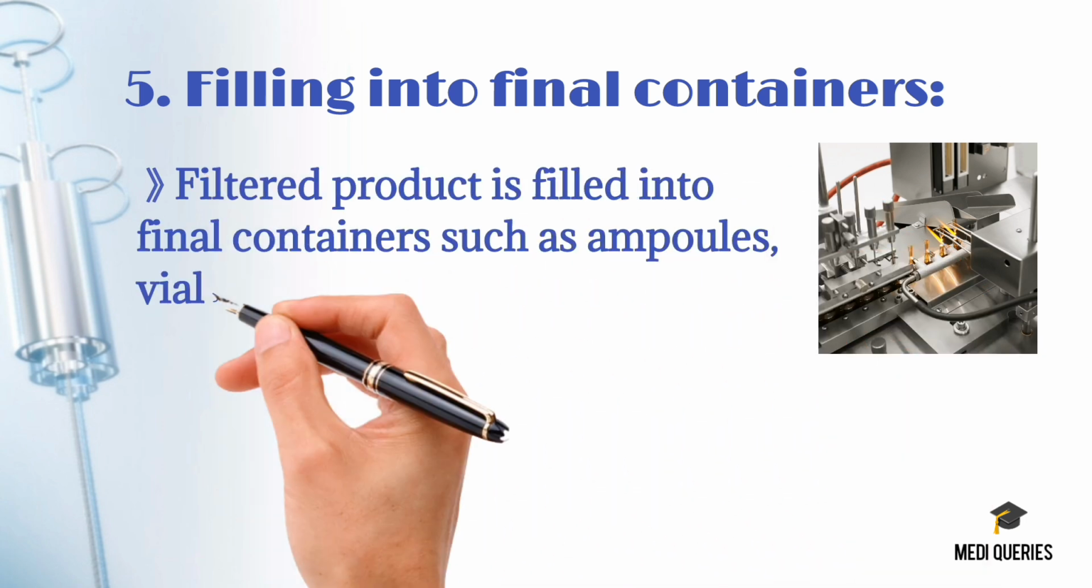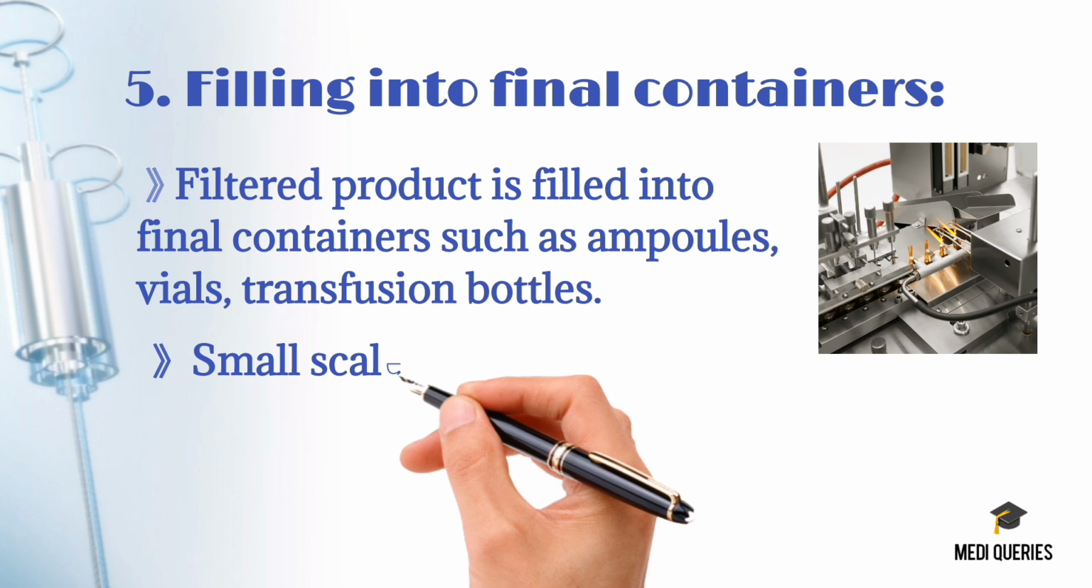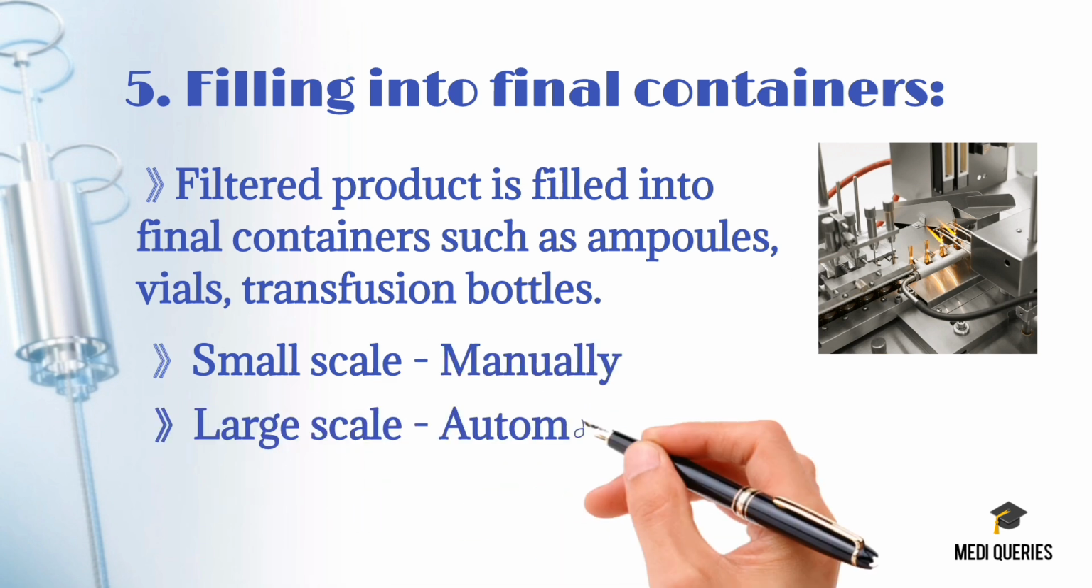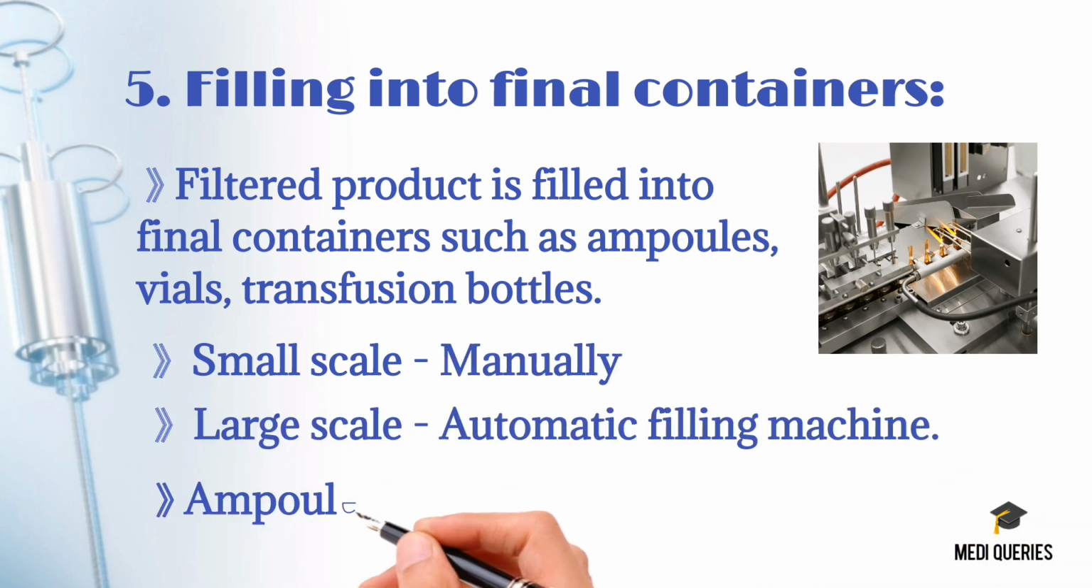Here, the filtered product is filled into the final containers such as ampules, vials and transfusion bottles, which are previously cleaned and dried. Ampules are used for filling a single dose, whereas vials are used for filling multiple doses. Bottles are meant for filling the transfusion fluids. On small scale, filling is done by using a hypodermic syringe and needles. On large scale, filling is done by automatic filling machines.